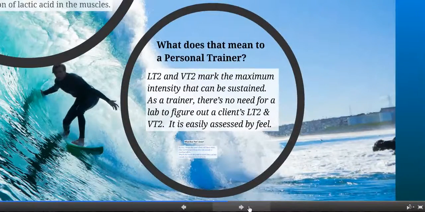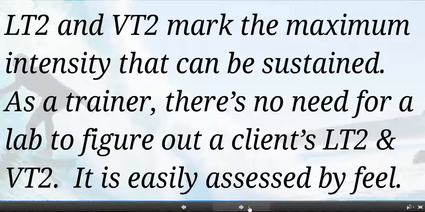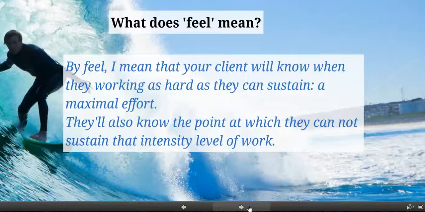So what does all this mean to a personal trainer? Well, your lactate threshold 2 and your ventilatory threshold 2 mark the maximum intensity that can be sustained. So as a trainer, there's no need for a lab to figure out the client's levels. It's easily assessed by the way it feels. What that means is that your client's going to know when they're working as hard as they can sustain their maximal effort. They'll also know the point at which they can't sustain that intensity level. They'll start slowing down, or their muscles will get so fatigued and so painful that they can't sustain that.